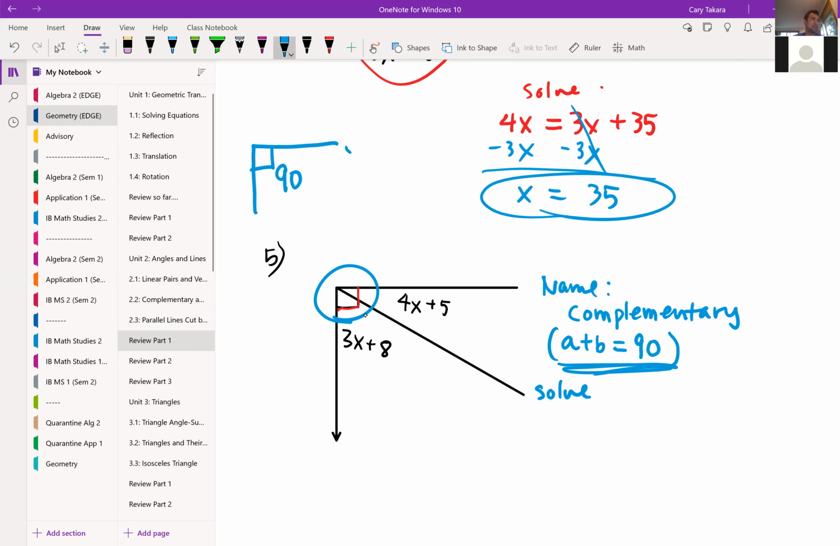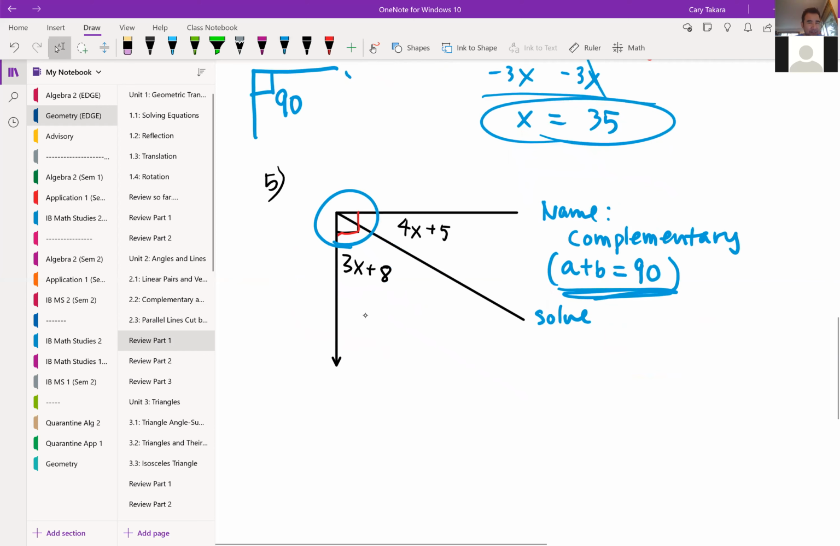So let's set up the equation. You just add them up. You just add all of them up, and that's going to be equal to 90. So how would you write that?